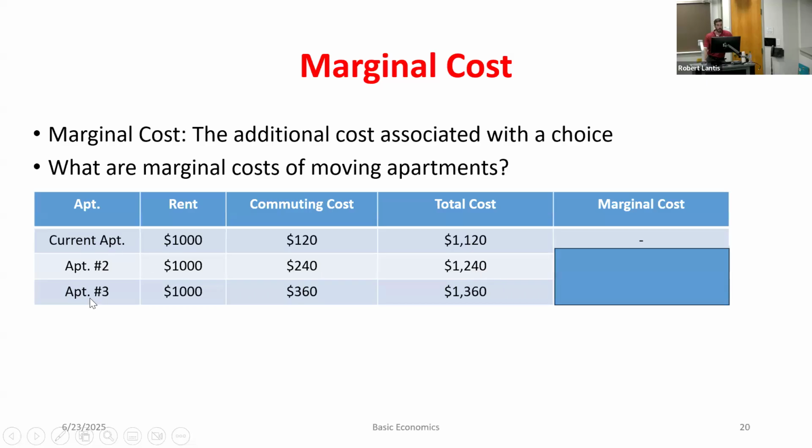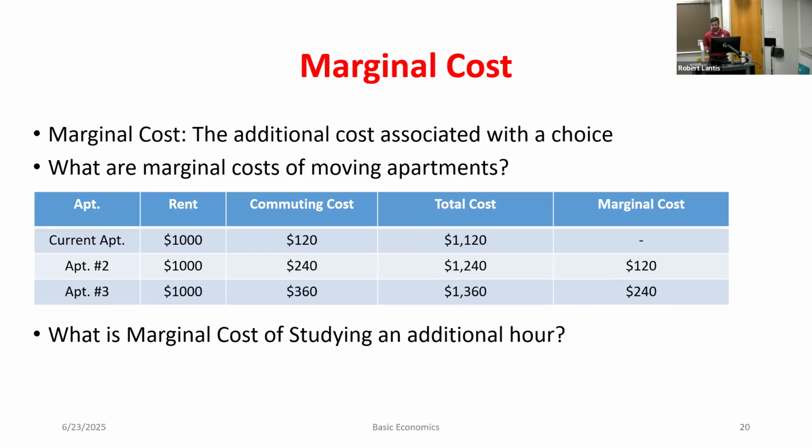Now, what if I move to apartment 3? Well, there, what is the change in my total cost? I'm going from 1,120 to 1,360. There, my marginal cost would be 240. So when we're calculating marginal costs, it's just the change in that total cost. Okay.